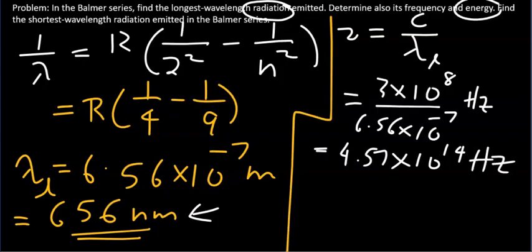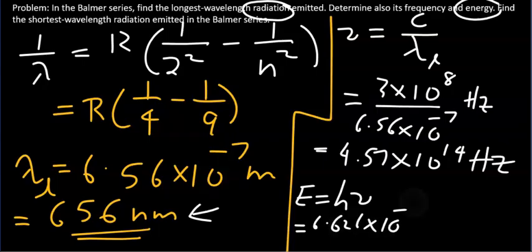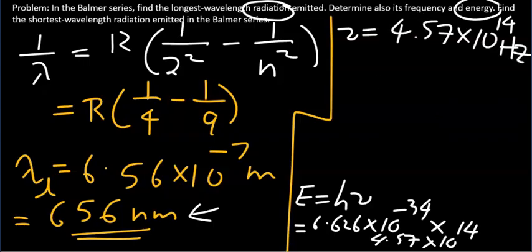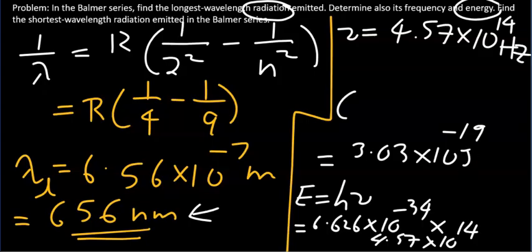And finally, the energy of the radiation. That is given by Planck's constant times the frequency that we have just calculated. Planck's constant is 6.626 times 10 to the power minus 34, and that times the frequency, which is 4.57 times 10 to the power 14 hertz, will give you the energy in joules, and it will turn out to be 3.03 times 10 to the power minus 19 joules, or in units of electron volts, it's about 1.89 electron volts.